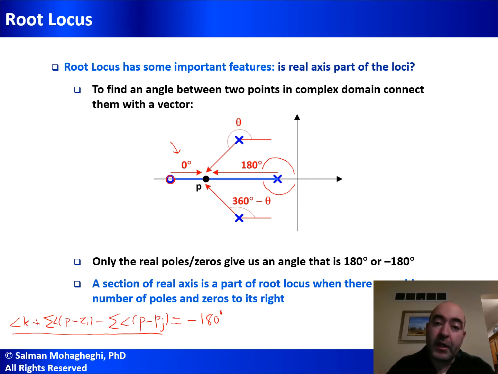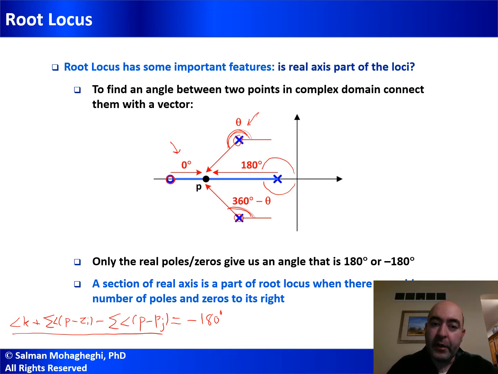What if I have complex conjugate poles and zeros? Let's say I have a pair of complex poles, one of them is this one, one of them is this one. I connect both of them to point P using vectors, and you can see that if the angle between this point and point P is theta, as I'm showing it here, using geometry, I can see that for the complex conjugate pair, I will get an angle which is going to be 360 minus theta. So if I add those angles together, it's going to be 360 degrees, which is the same as 0 degrees, and again, is not going to count.